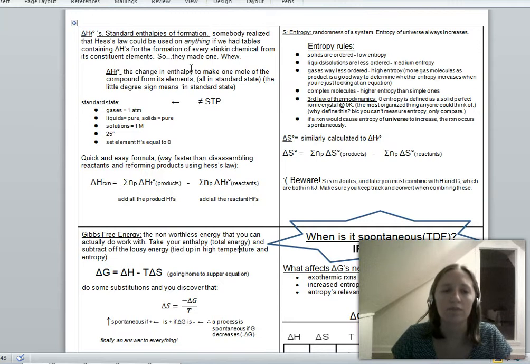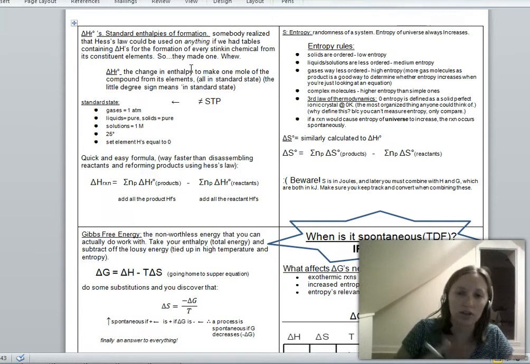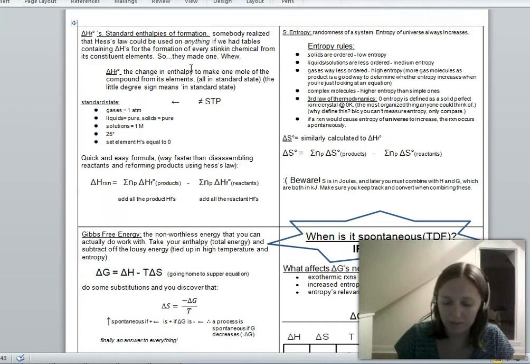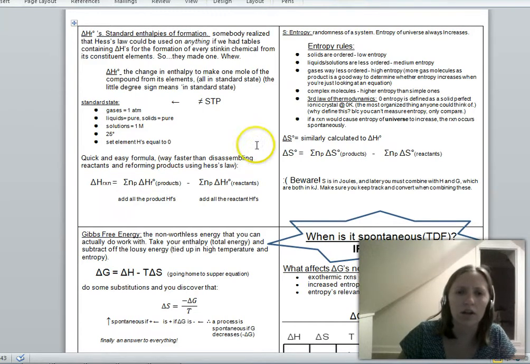So for example, the formation of water is the combination of the elements in water. So to form water, it's H2 plus O2. So they measured that one. And to form iron oxide, it's the combination of oxygen and iron. So they measured that one. And they did this for a whole list of thousands and thousands of chemicals. And in the back of your book, they've got them all listed, your delta H's of formation.